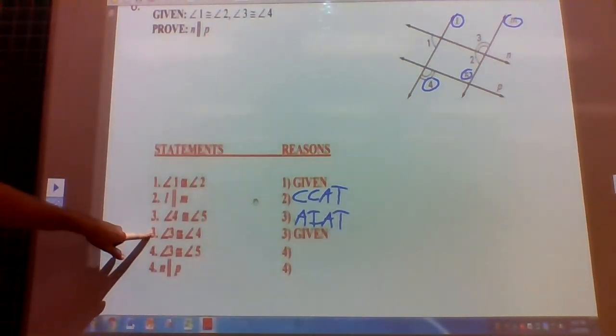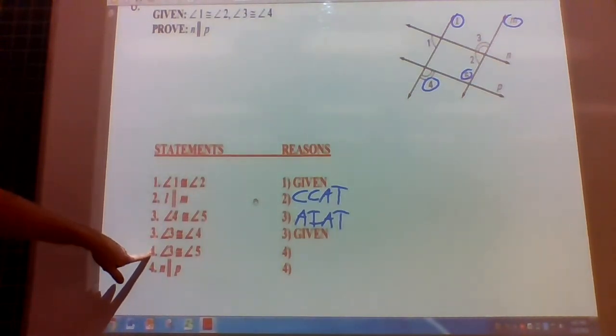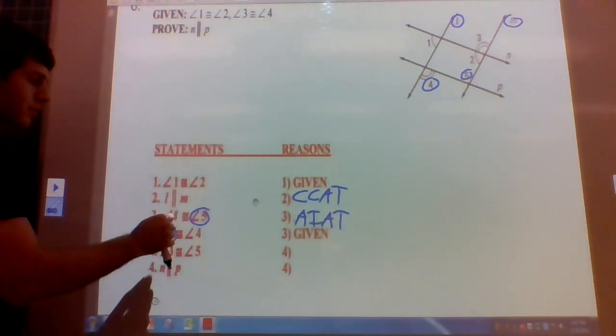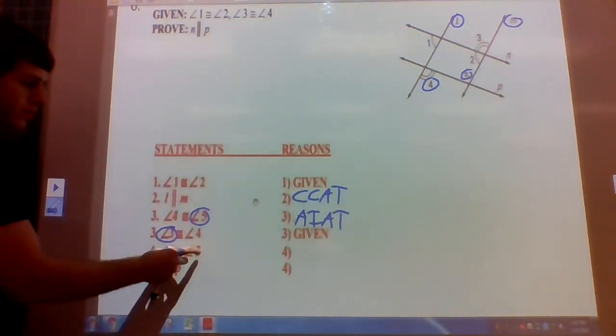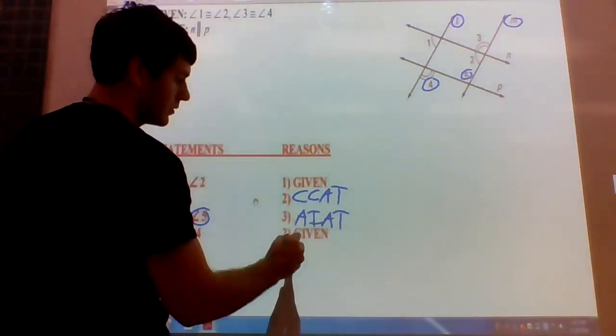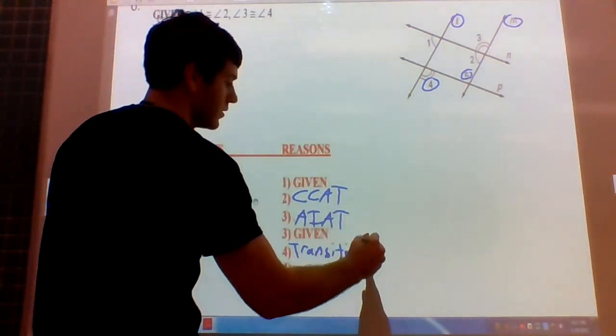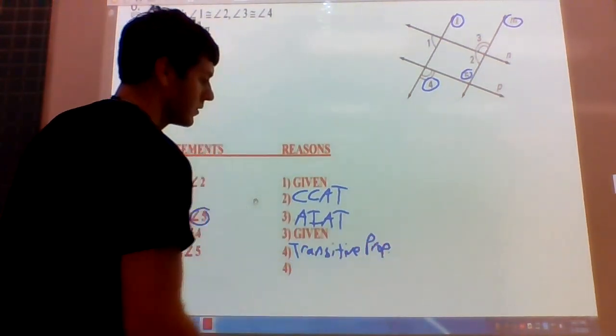Since angle 3 is congruent to angle 4, that was given, we know angle 3 is congruent to angle 5. So since 3 and 5 are both congruent to angle 4, they're going to be congruent to each other by the transitive property. Okay.